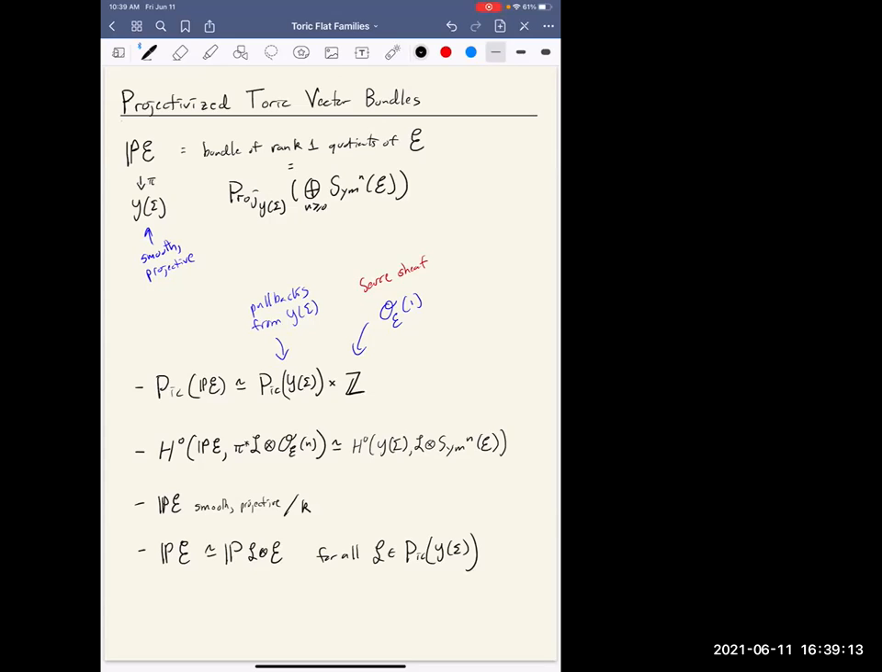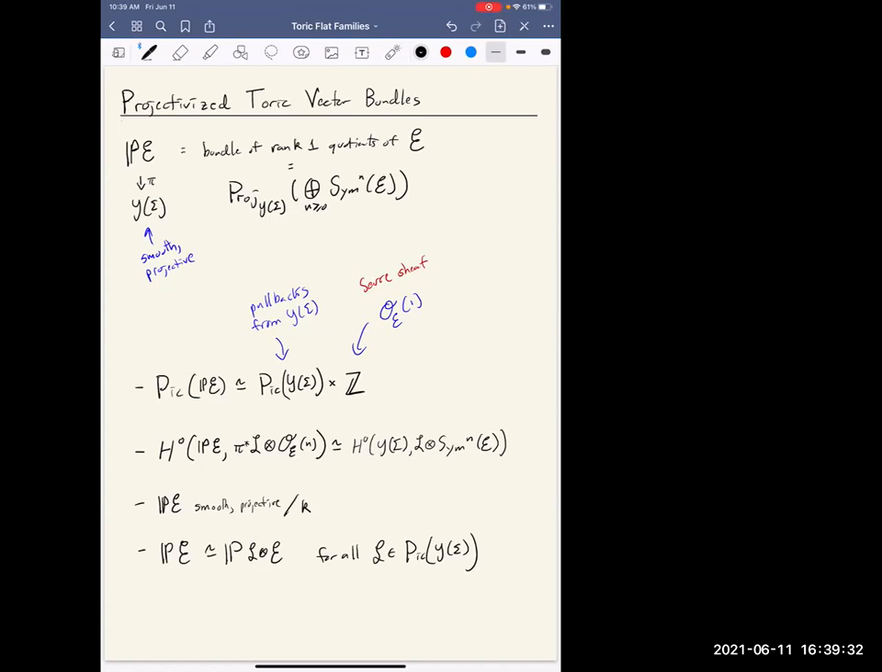So if you go into a specific fiber, this is not taking the projective space of lines in that fiber. It's taking the projective space of rank 1 quotients of that space. And one makes the definition this way because it makes things work out a little bit smoother in the notation.